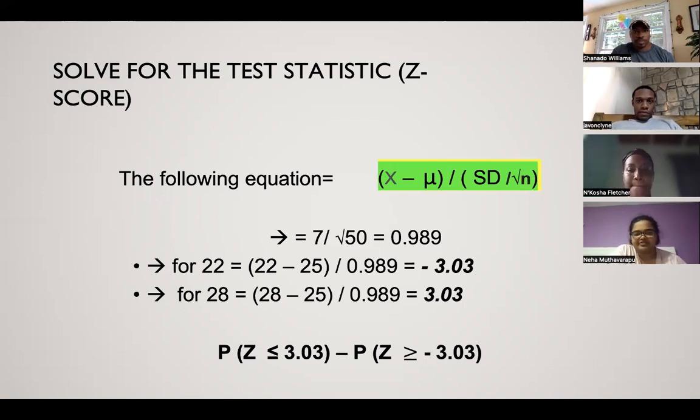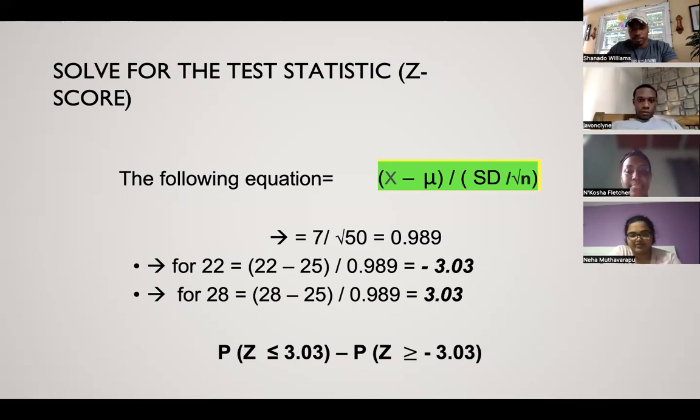So the equation that we're going to use to solve the problem as listed is the sample mean minus the population mean, divided by the standard deviation divided by the square root of the sample size. If we work out the bottom part of the problem first, it is 7 divided by the square root of 50, which equals 0.989. For the sample of 22 years, we're going to do 22 minus 25, divided by 0.989, which equals negative 3.03. And for 28 years, we're going to do 28 minus 25, divided by 0.989, which equals 3.03.